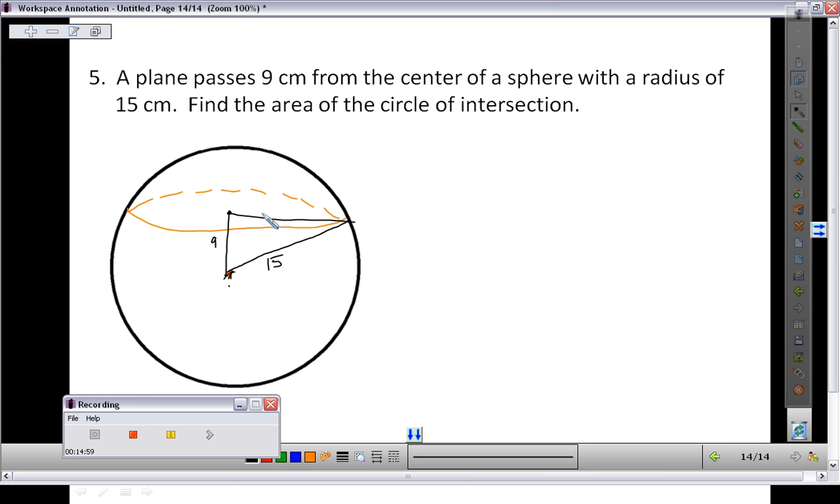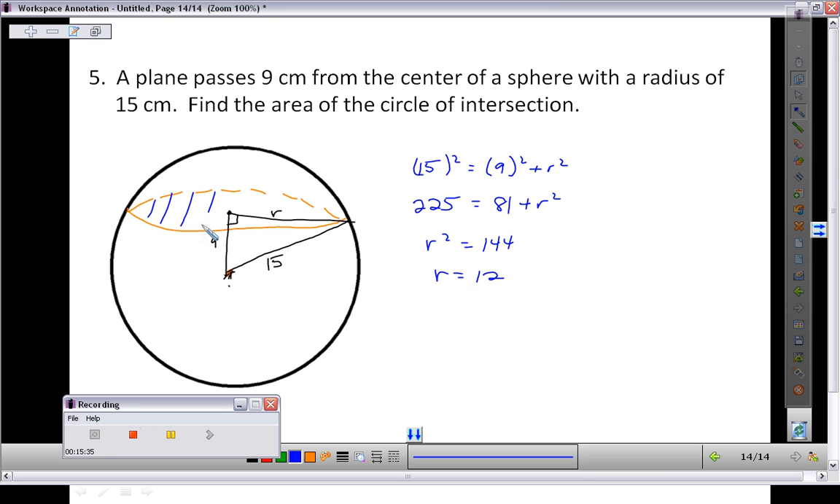Because now once I attach the radius of the circle of intersection, I have a right triangle. Just like before, I can find the missing side of a right triangle with the Pythagorean theorem. I can go 15 squared equals 9 squared plus r squared. 15 squared is 225 equals 81 plus r squared. Subtract the 81, I get my radius squared equals 144. My radius of the circle of intersection is 12. Again, this radius is much different than the radius of the sphere.